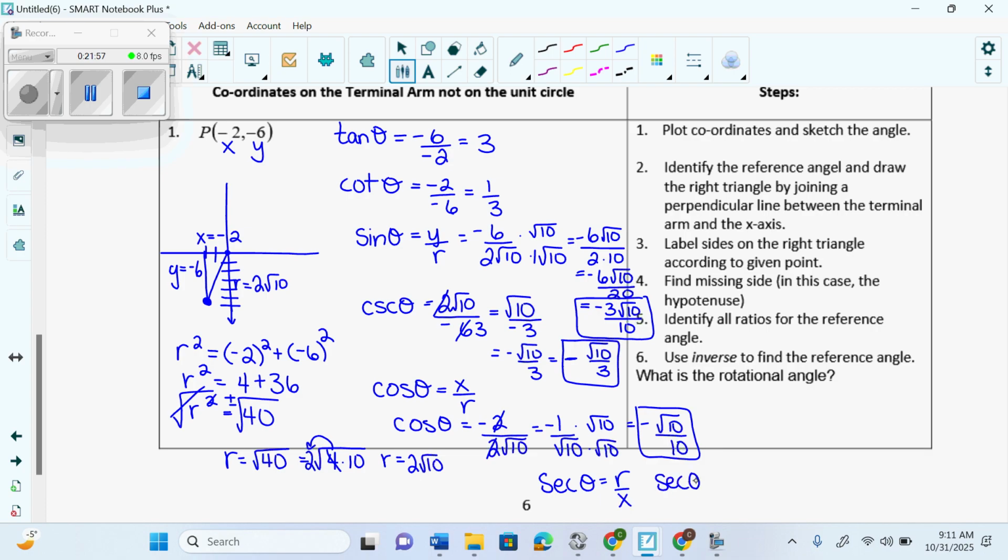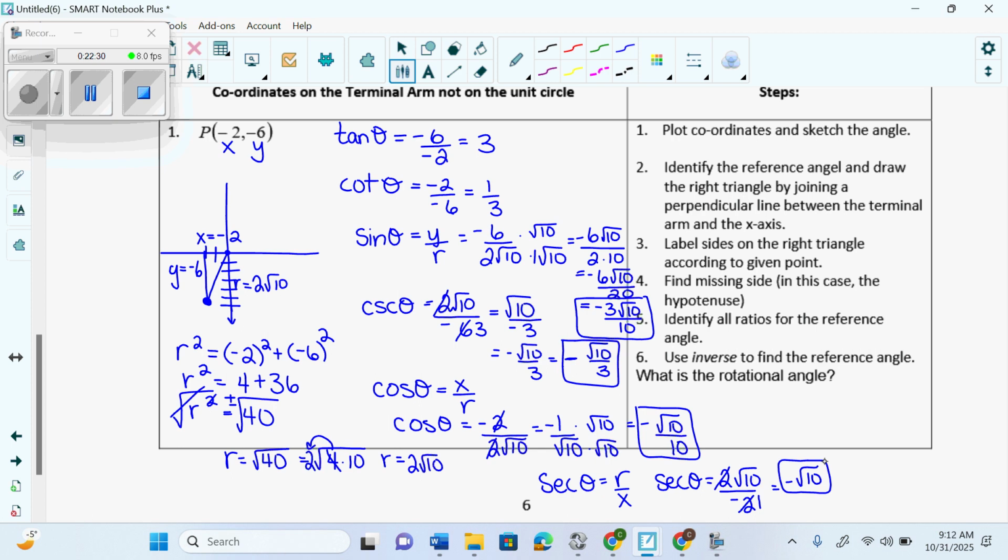So secant theta is 2 root 10 over negative 2. Now some people cancel this off and they're going to say, oh, it's root 10 over negative 1. Not wrong, but will they probably write it that way? They'll probably move the negative up and just write it as negative root 10. Okay, then we're going to flip over.